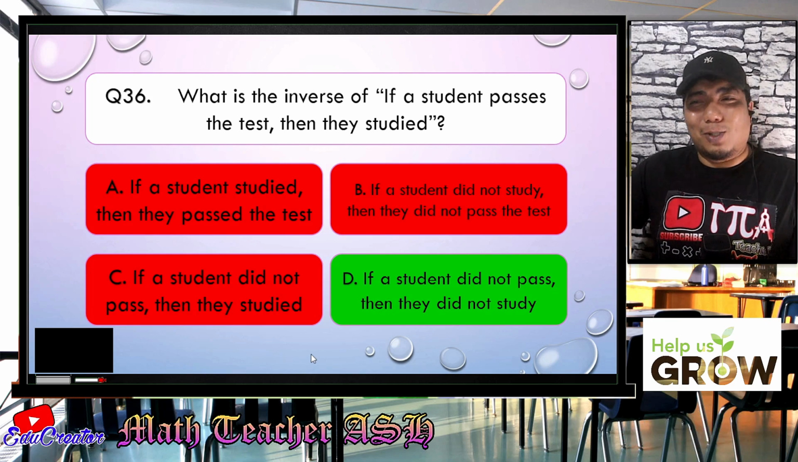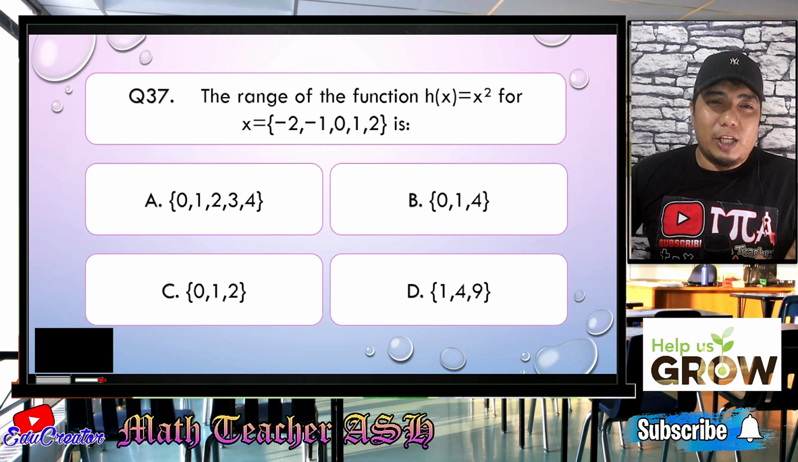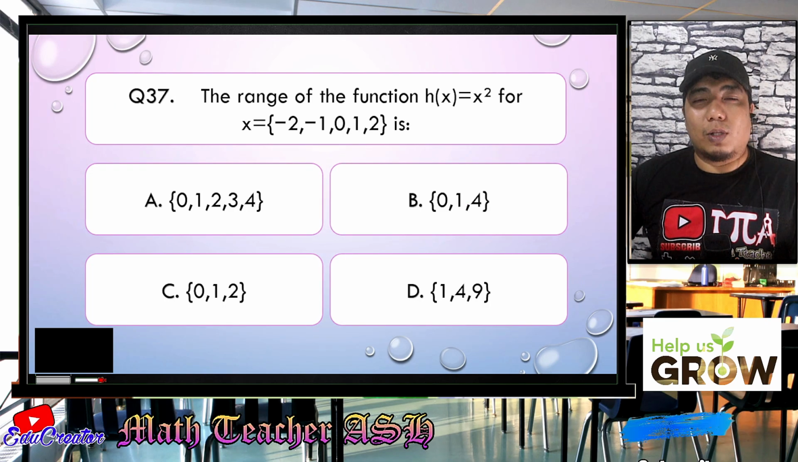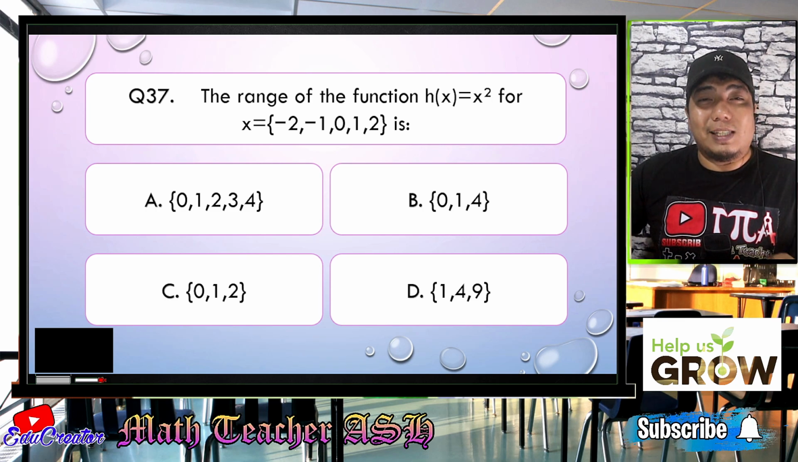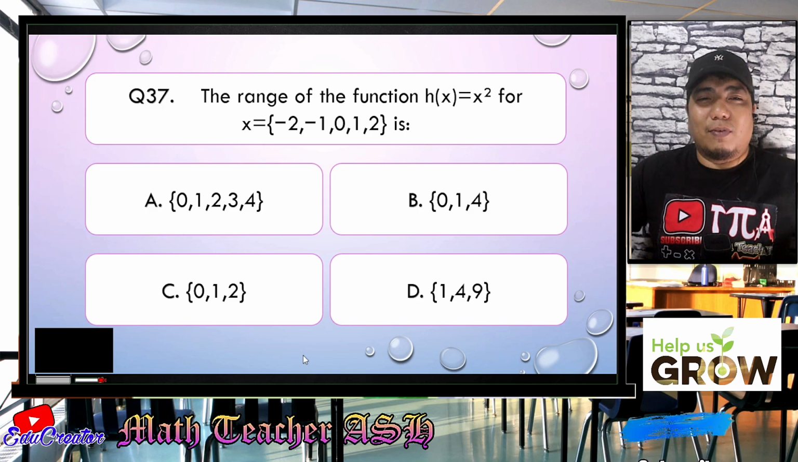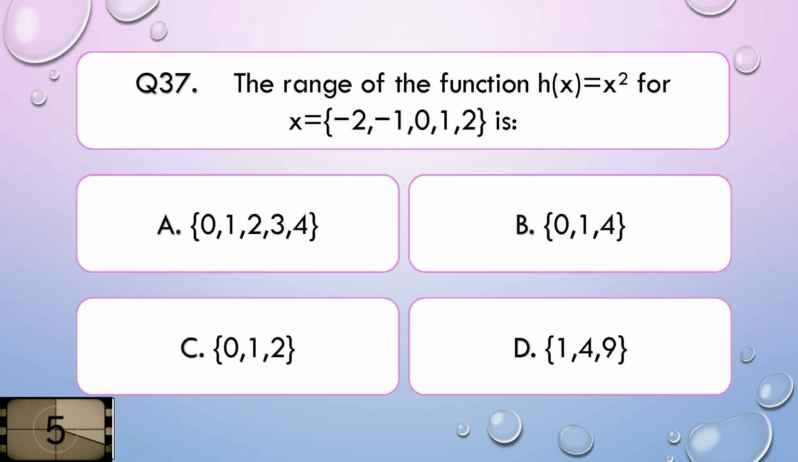So now let us go to question number 37. The range of the function h of x is equal to x squared for x is equal to the set negative 2, negative 1, 0, 1, and 2 is it A, 0, 1, 2, 3, 4, B, 0, 1, 4, C, 0, 1, 2, or D, 1, 4, 9? I'll give you 5 seconds to think about your answer.